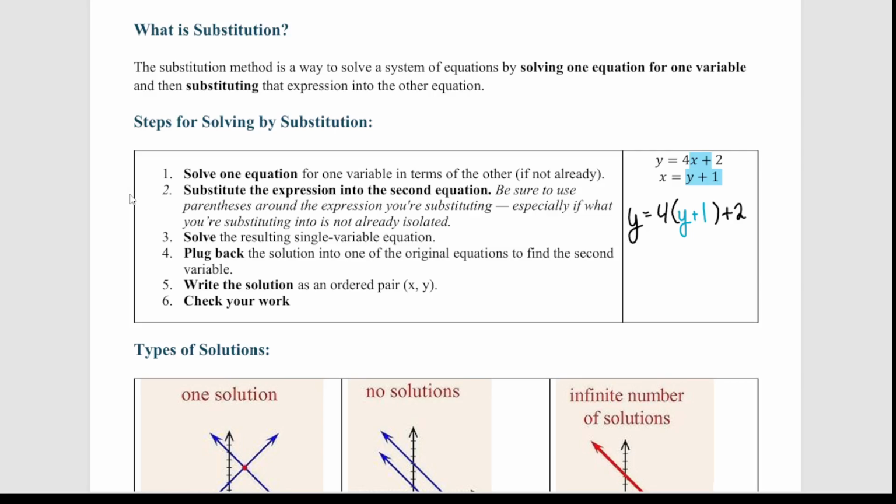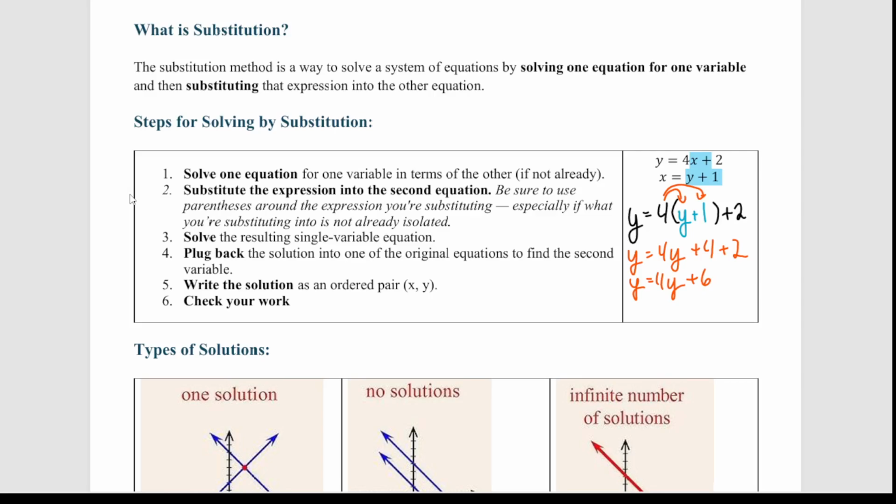Then I want to go ahead and just solve this as a simple linear equation with one unknown. So I'm going to go ahead and in particular distribute the 4 to both of these. We get y is equal to 4y plus 4 plus 2. Then I want to combine any like terms within one side of an equal sign. So in this case, 4 plus 2 is going to give me 6. Now I'm ready to start moving stuff across the equal sign.